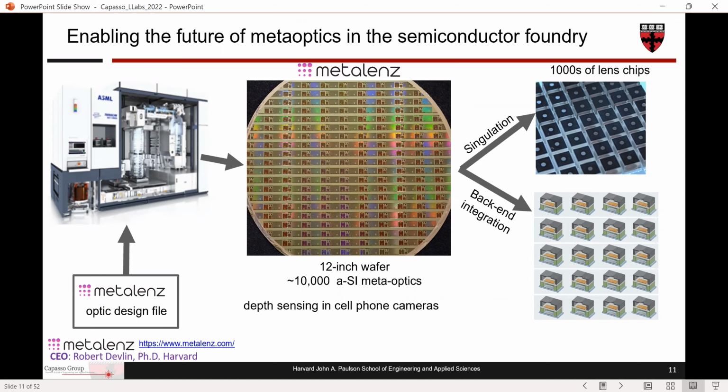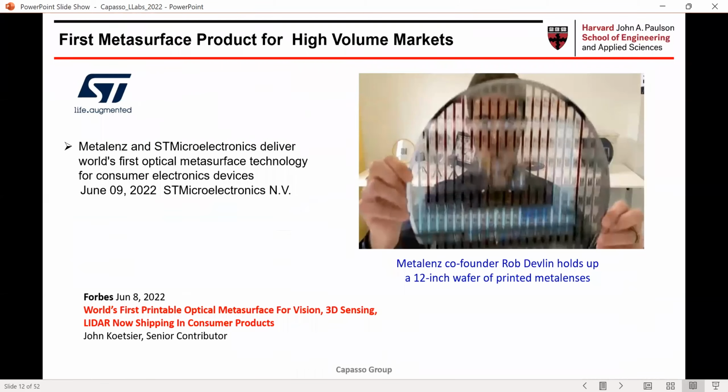And recently there was an announcement. Let me cut to the chase. Metalenses has partnered with STMicroelectronics, a major semiconductor company, to deliver the world's first optical metasurface technology. The target is next year, and for applications that you can see here. And here again is Rob Devlin, co-founder of Metalenses, holding up this 12-inch wafer with the metalenses.